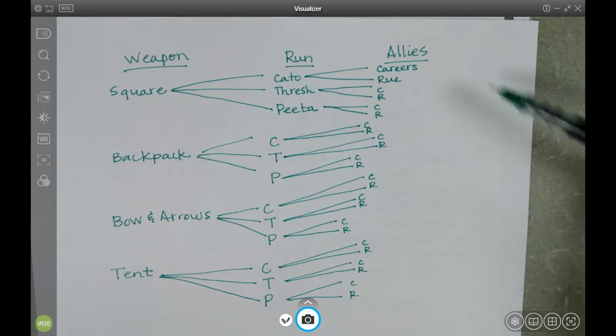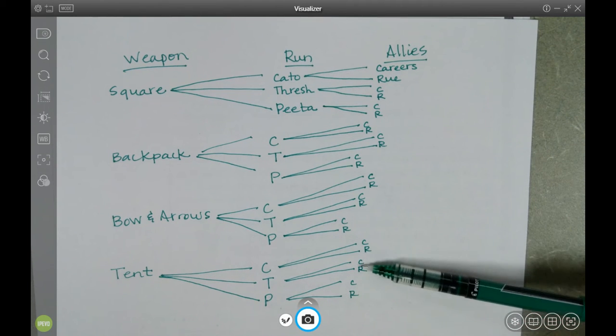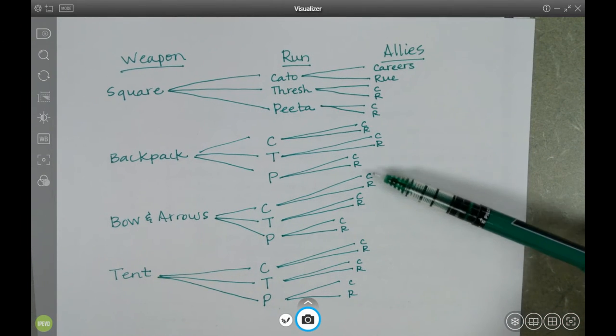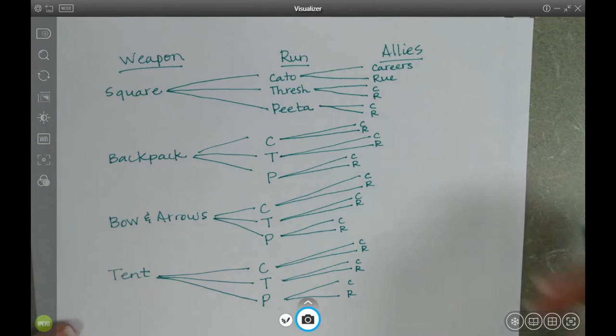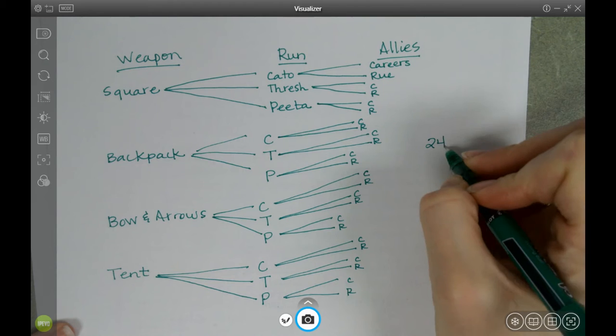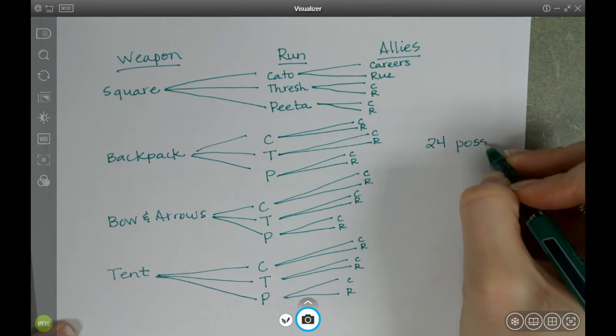So how many branches do I have down here? 2, 4, 6, 8, 10, 12, 14, 16, 18, 20, 22, 24. So there were 24 possible outcomes.